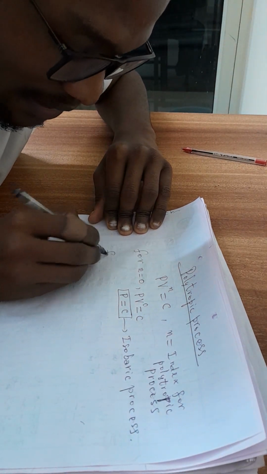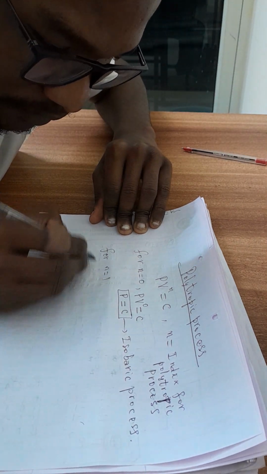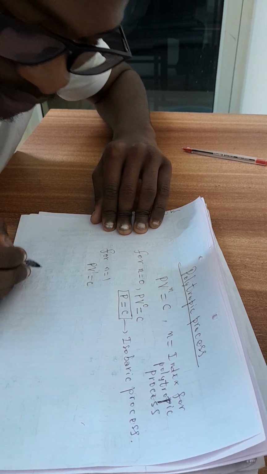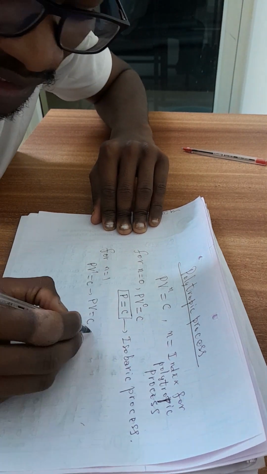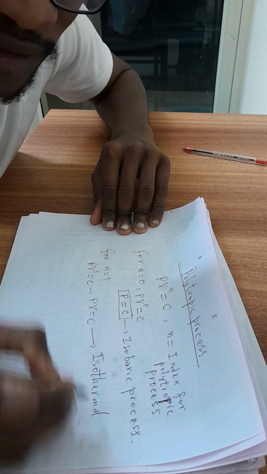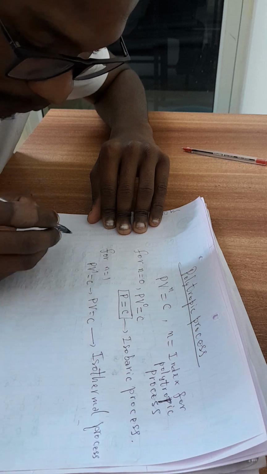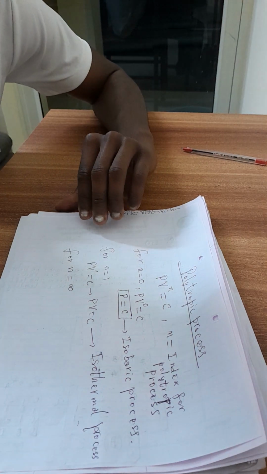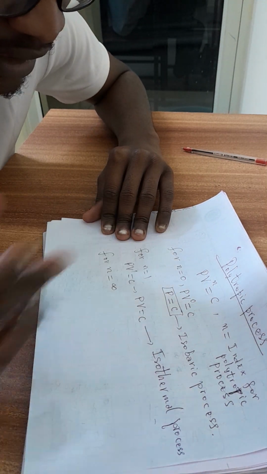Now let us change. Suppose n equal to 1. It will be P V raised to 1 equal to C. So you get P V equal to C. Which process is this? This is the isothermal process.